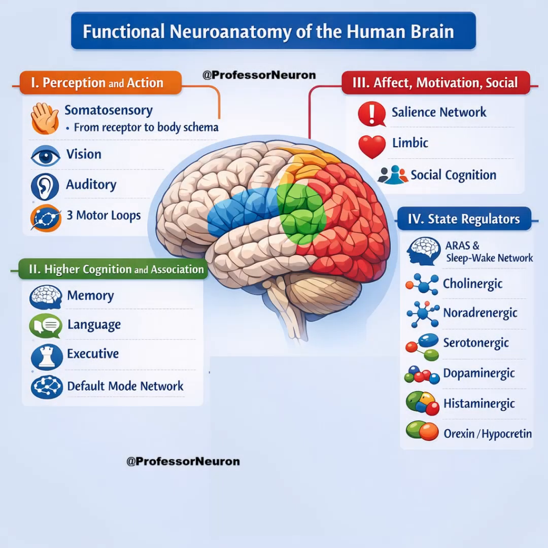If you really want to understand psychiatry, neurology, or human behavior at a systems level, you need to stop memorizing isolated brain regions and start thinking in networks. Today I am going to walk you through the functional neuroanatomy of the human brain in a way that actually sticks. Let us divide the brain into 4 big functional domains: perception and action, higher cognition and association, affect, motivation, and social processing, and finally, state regulators. If you can organize the brain this way, clinical reasoning becomes dramatically easier.